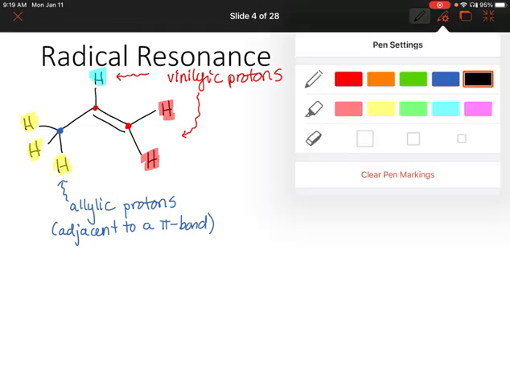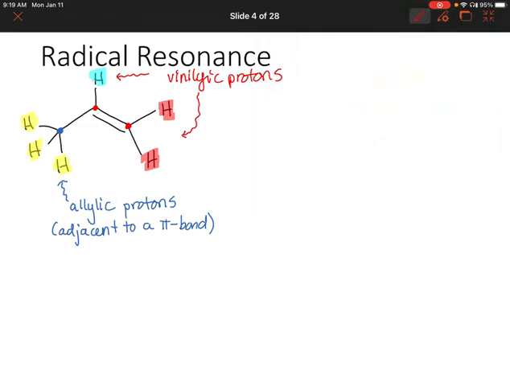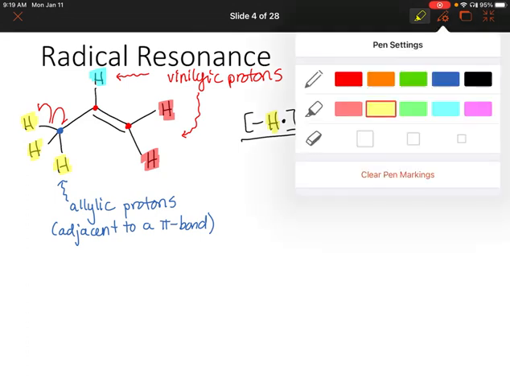So now, let's say we go through a radical initiation step, which means we're going to produce some radicals. And let's say we're losing one of the yellow protons. So I'm going to show my fishhook arrows, and one electron is going to the yellow hydrogen, the other electron is going to the allylic carbon. Okay, so we're losing a yellow hydrogen that is now a radical. It has a single unpaired electron.